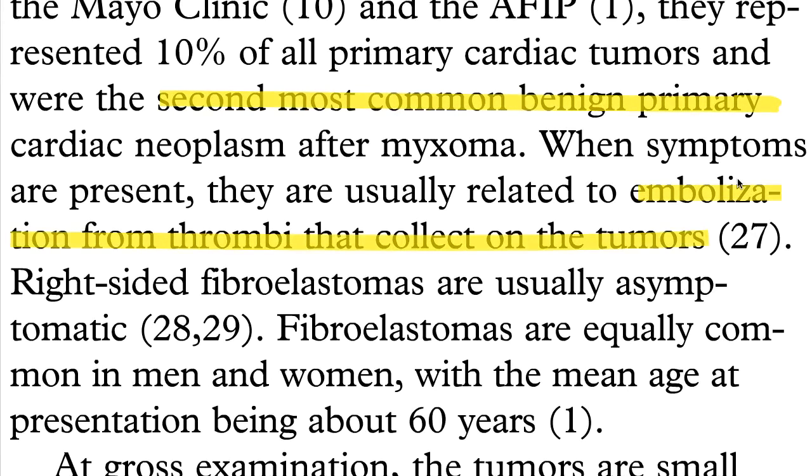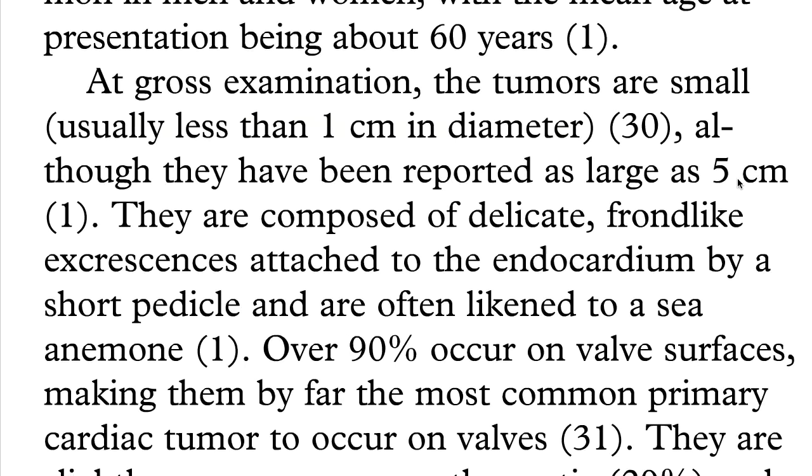So second most common primary tumor after myxoma. Typically, patients present with symptoms from embolization. This can be embolization of the mass itself, or thrombus that happens in those fronds that then embolizes. These are typically small masses, and a centimeter is about as big as I've ever seen, and that makes it difficult for us to characterize the tissue on cardiac MRI, and I'll show you some examples of that.